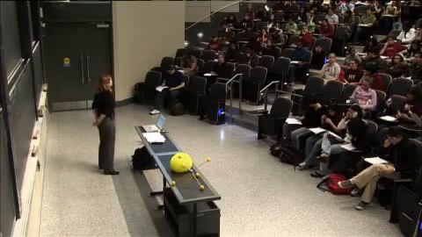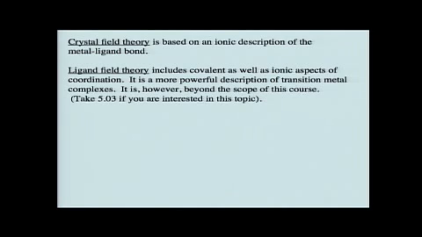So between these two theories that are used to explain how these d orbitals are being affected, the crystal field theory is based on an ionic description. So it considers the ligands as negative point charges. It's a very simplified model, whereas the ligand field theory considers covalent as well as ionic aspects of coordination. It's more powerful, it's more useful, but it's also a bit more complex. And so we don't cover it in this course.